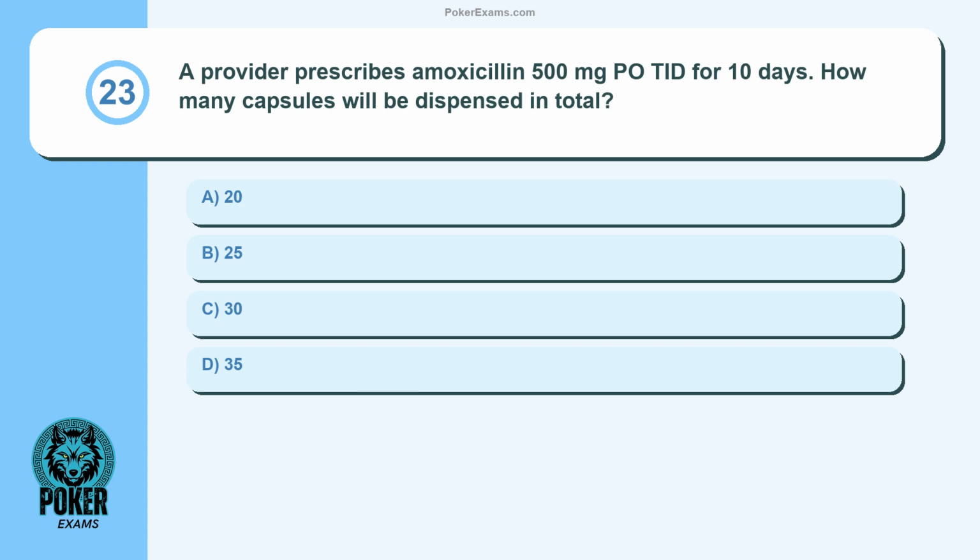Question 23. A provider prescribes amoxicillin 500 mg PO TID for 10 days. How many capsules will be dispensed in total? 20, 25, 30, 35.